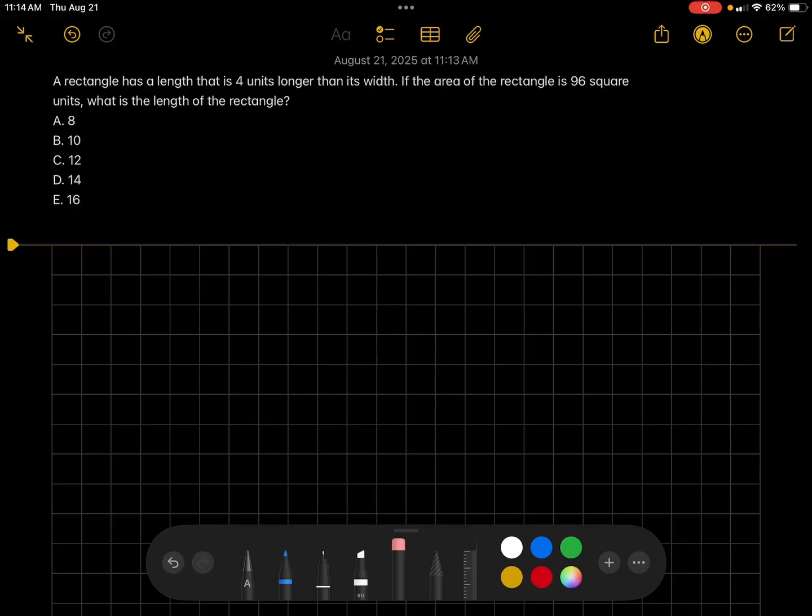So it says a rectangle has a length that is 4 units longer than its width. If the area of the rectangle is 96 square units, what is the length of the rectangle? So let's draw the rectangle really quick.